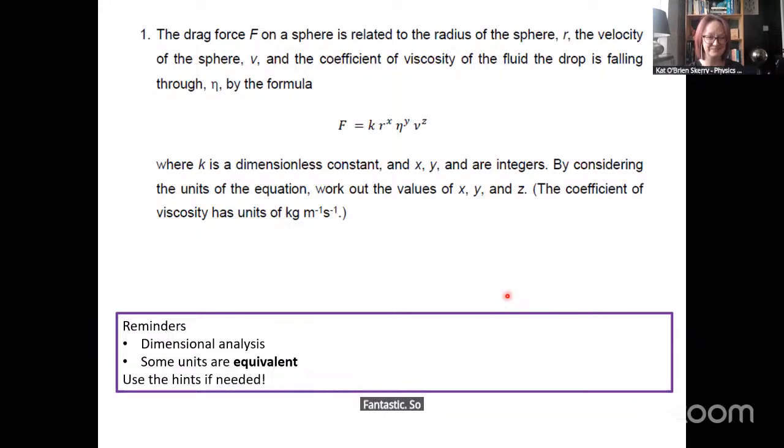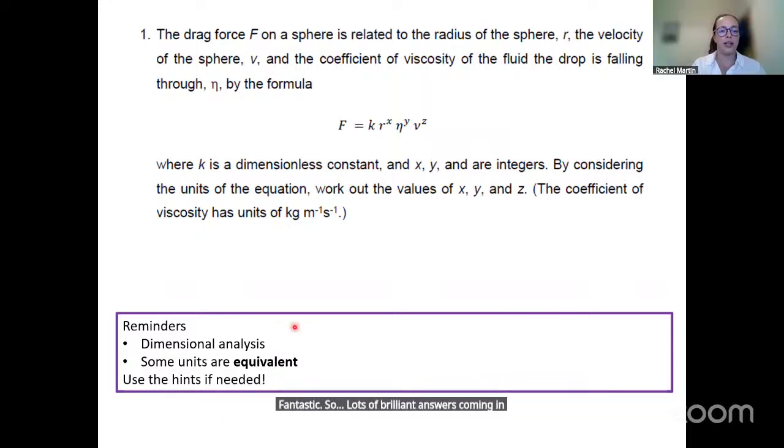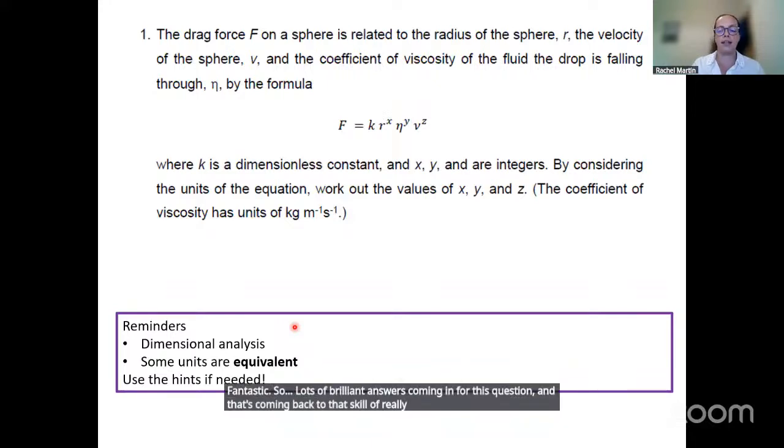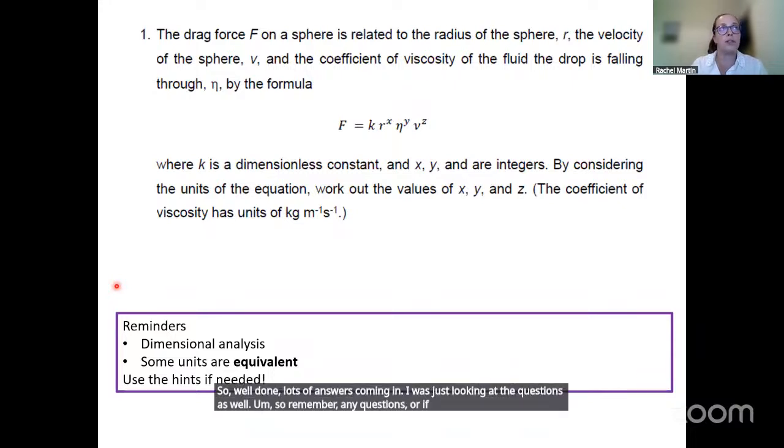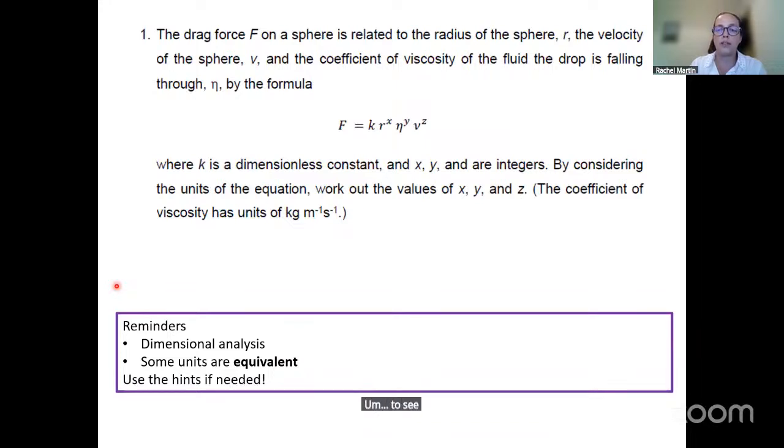Fantastic. So lots of brilliant answers coming in for this question, and that's coming back to that skill of really thinking in this question here, what are the units for each of the terms you're given? Even though you've got the viscosity of the fluid and it's a coefficient, we have the units for that new term at the end of the question here. So well done, lots of answers coming in. I was just looking at the questions as well. So remember, any questions, or if you're unsure about something, best to put that in the Q&A. It can be anonymous as well, and any questions do help us to see. So well done.